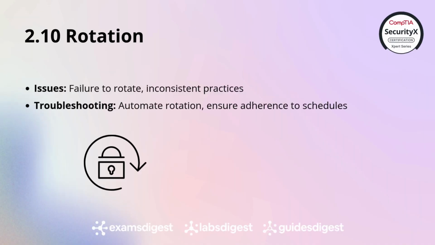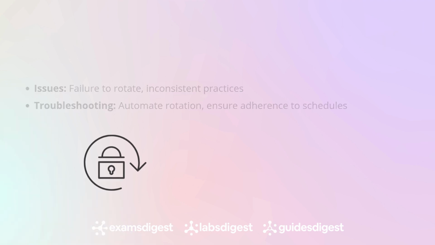Rotation refers to the regular updating of secrets like passwords, keys, and certificates. Failure to rotate secrets can lead to prolonged exposure of sensitive information. Automating the rotation process and ensuring that all systems and users adhere to rotation schedules are effective troubleshooting measures.